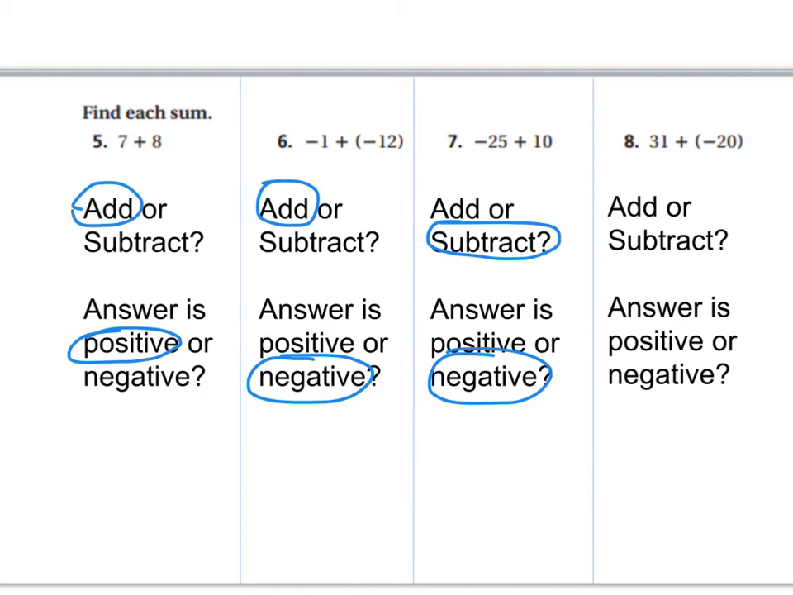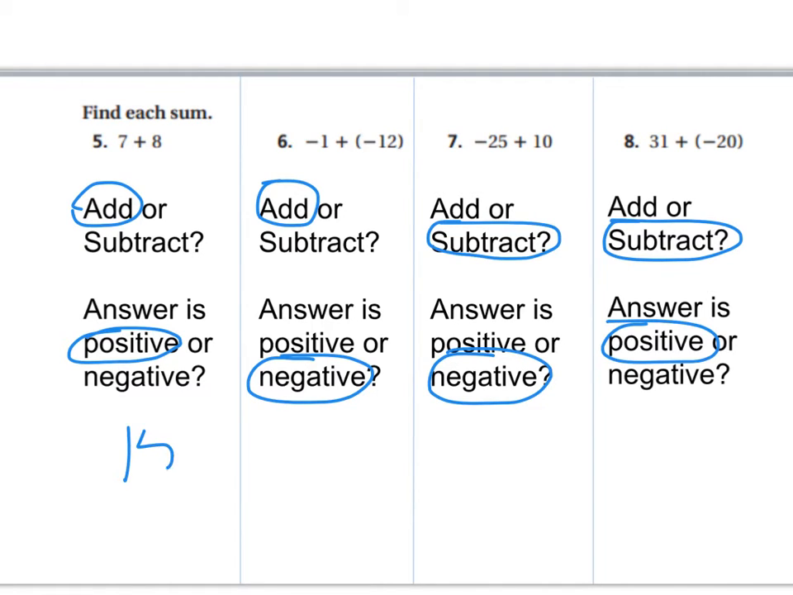Next one, am I going to add or subtract? The signs are different, so I'm going to subtract. And when I look at that, I have more positives. I have 31 positives and only 20 negatives, so my answer is going to be positive. See, it's that simple. And now you just have to do the math.